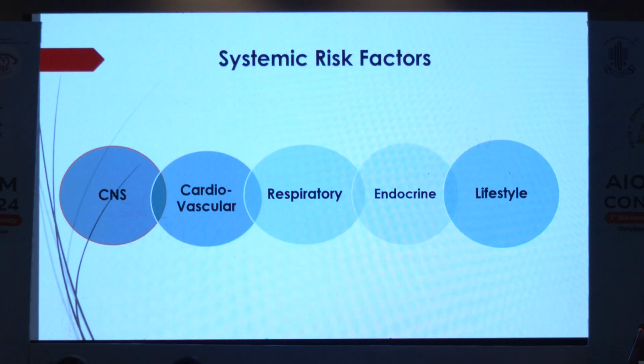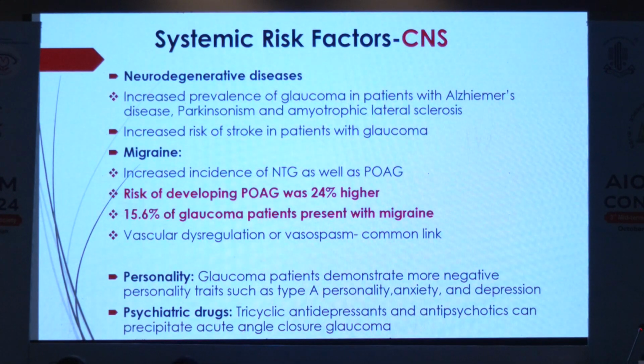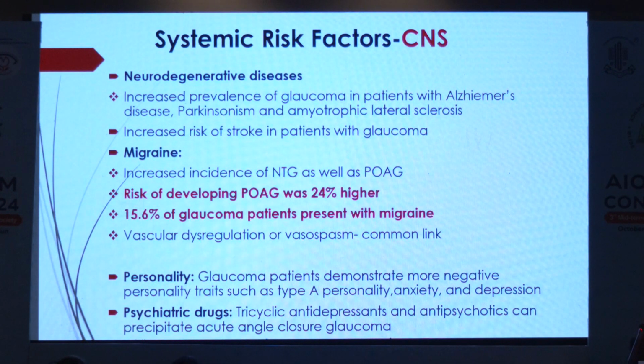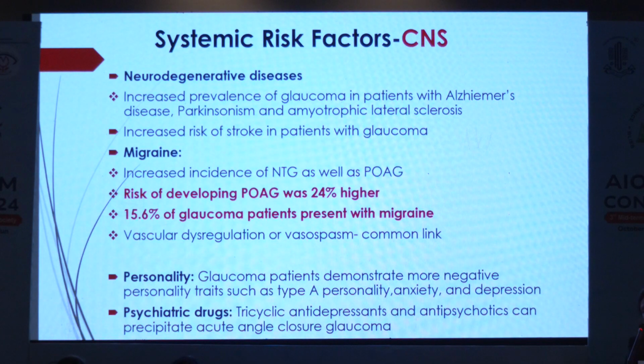Now let's look at the systemic risk factors. With systemic risk factors, we have the various neurodegenerative diseases. There are studies which say that there's increased prevalence in patients with Alzheimer's. The other CNS risk is that increased risk of stroke has been seen in patients with glaucoma, again indicating that glaucoma has a vascular basis to it. Migraine also has been seen to be associated with an increased incidence of NTG as well as primary open angle glaucomas, and almost 25% higher risk was found in these patients.